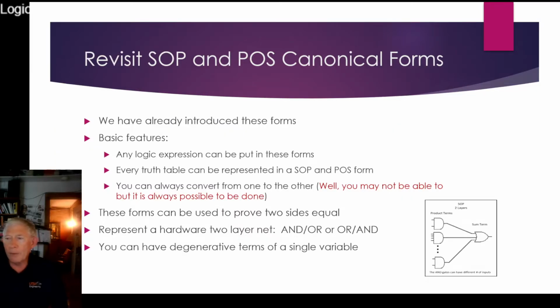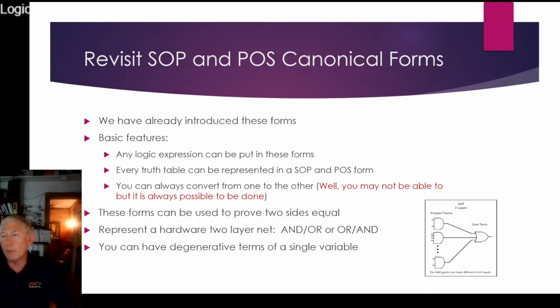Okay, let me just talk a little bit about our POS and SOP canonical forms. So we've introduced these. We're going to work more on them in the next chapter, but I want you to see the logic expression. Again, remember that there are 2 canonical forms, SOP and POS. SOP stands for sum of products. It means we're going to OR together a bunch of input product terms. The OR is our output layer, the last layer. The product terms, the AND terms, are the input layer. And same here with POS. We're going to AND together a bunch of input OR terms, or sum terms.